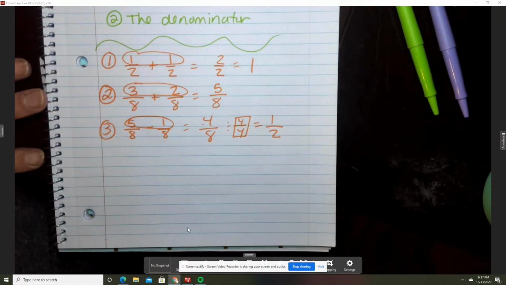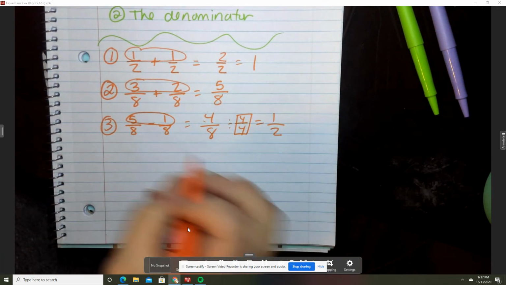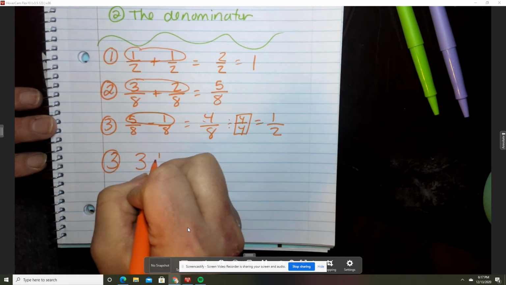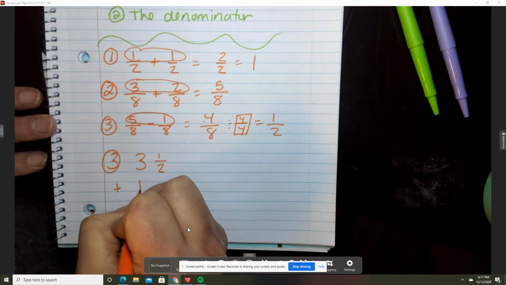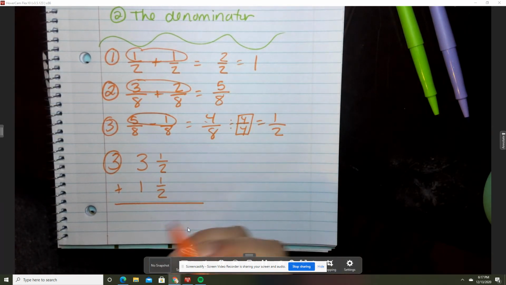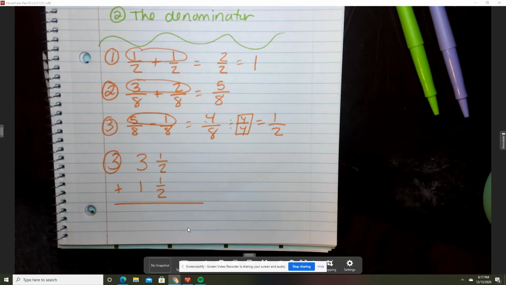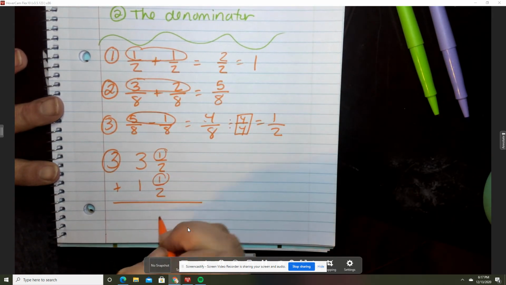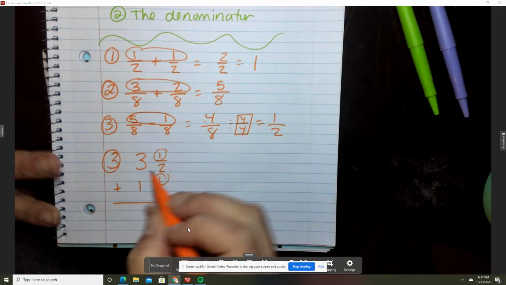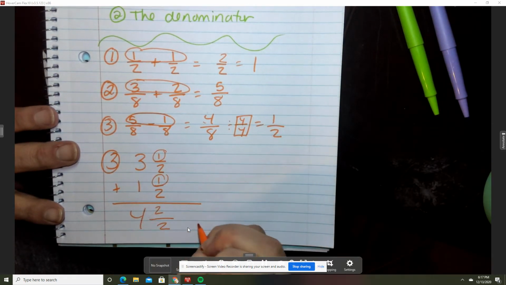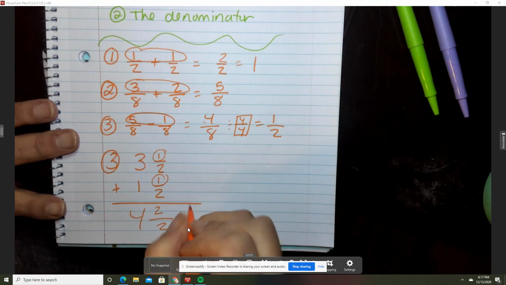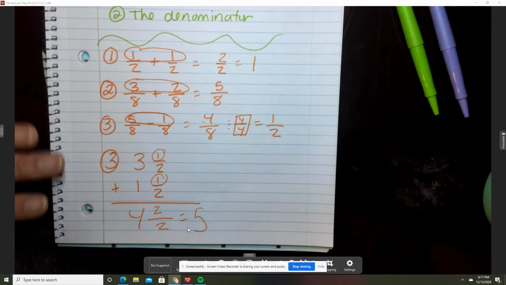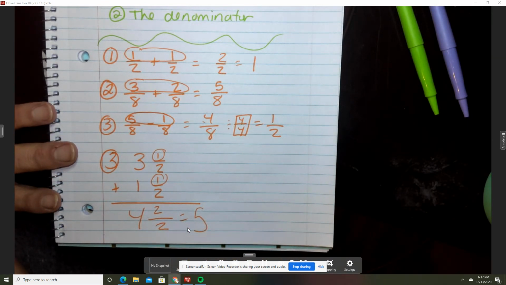Okay, let's go on. Let's look at if you have mixed numbers with your fractions. So 3 and 1/2 plus 1 and 1/2. Well, we leave the whole numbers alone for the time being. And just like we did up here, we're going to add the 1 and the 1, which is 2 over 2. And then 3 plus 1 is 4. But we can't leave 4 and 2 over 2. It would actually equal 5. 2 over 2 becomes a whole, and you add it to that 4, which then becomes a 5.